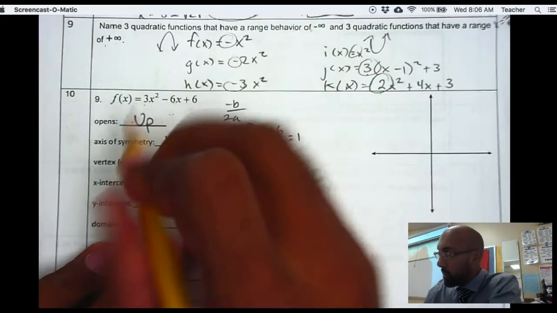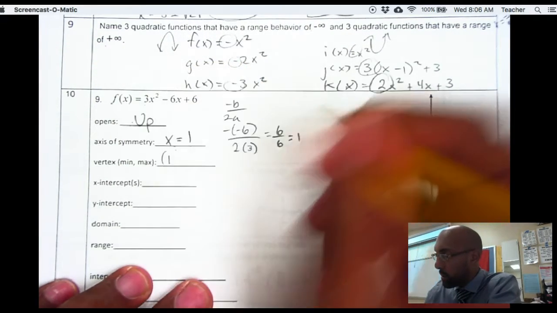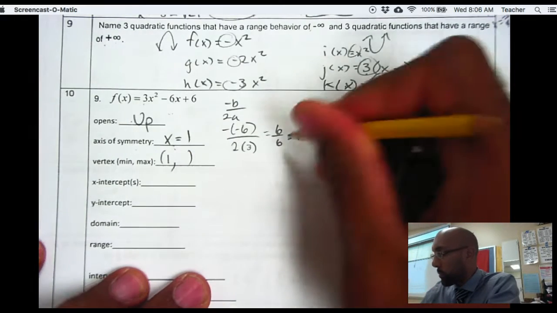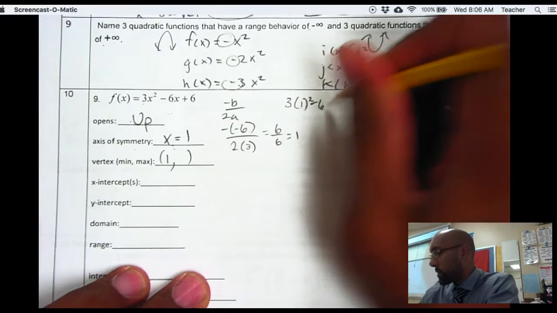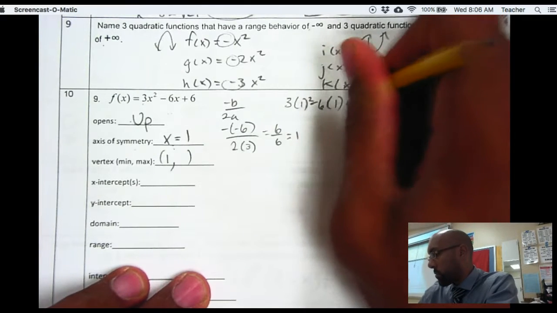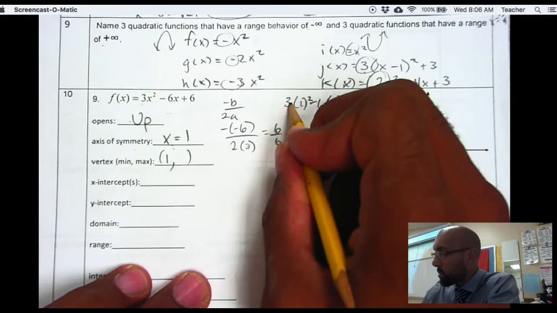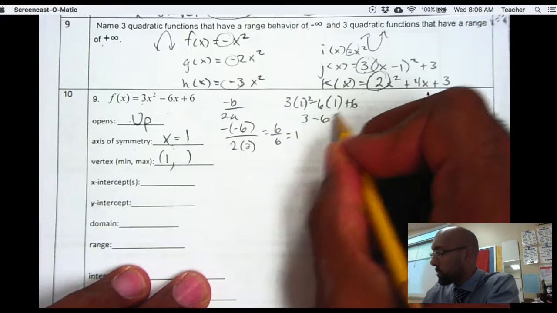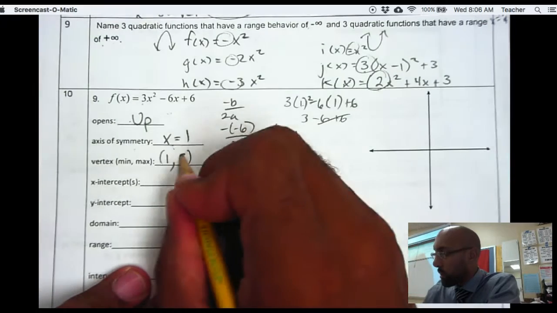Then the vertex. The vertex is going to be 1 for the x value, but then we've got to find the y value. I'm going to plug that in. So 3 times 1 minus 6 plus 6. 1 squared is 1, times 3 is 3, and then we'll have minus 6 plus 6. Well, those 6's just cancel out, so it's just going to be 3.